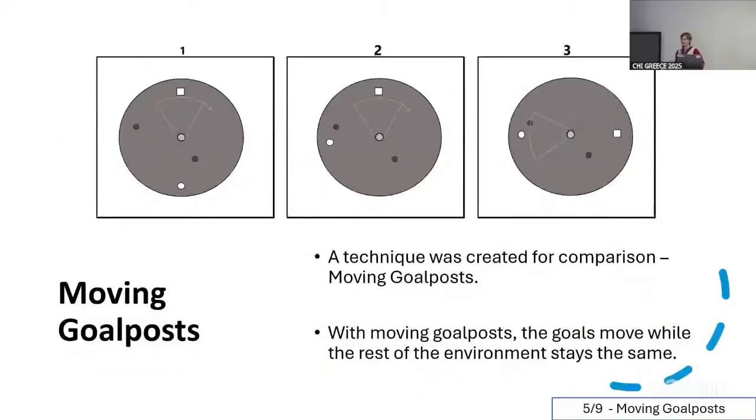So then, since this is a new technique, we created a user study based on it, and we compared it to a more simple technique. So we came up with moving goalposts, and all moving goalposts does is move the goals in the environment. So you can see here, the goals themselves shift, so the user has to turn more, but all the other elements, like the little gray dots, they stay the same. So the relative position of the other things in the environment does not change.